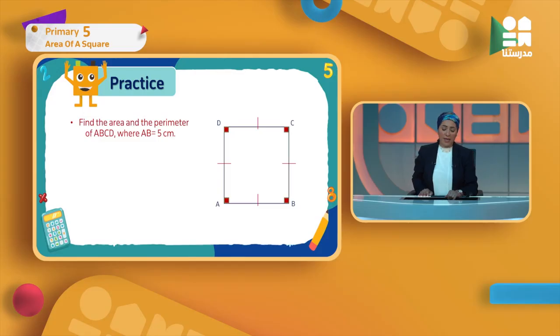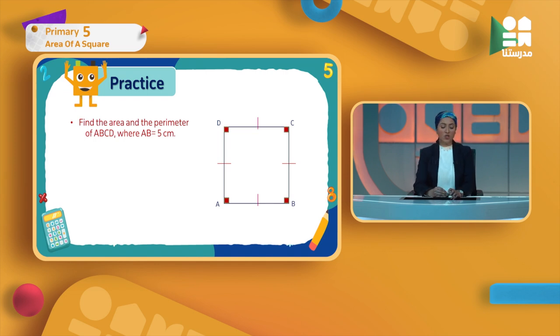Our first example, here I have this square ABCD where all the sides are equal, as we said before, and all the angles are equal and equal to 90 degrees. Each one of them is equal to 90 degrees. And I want you to find the area and the perimeter of this square ABCD. I'm sorry, it's a square ABCD where AB equals 5 centimeters.